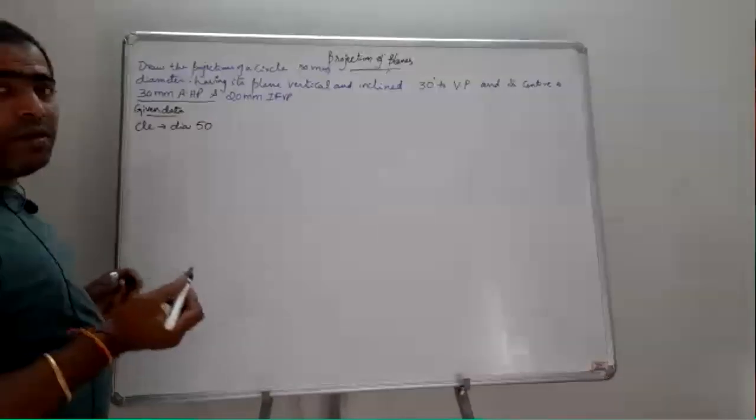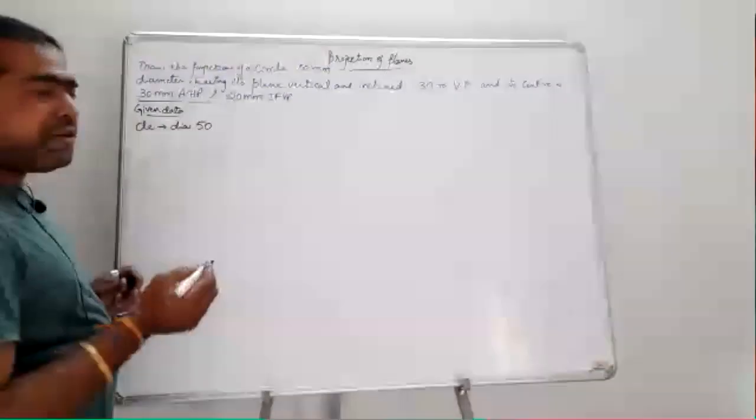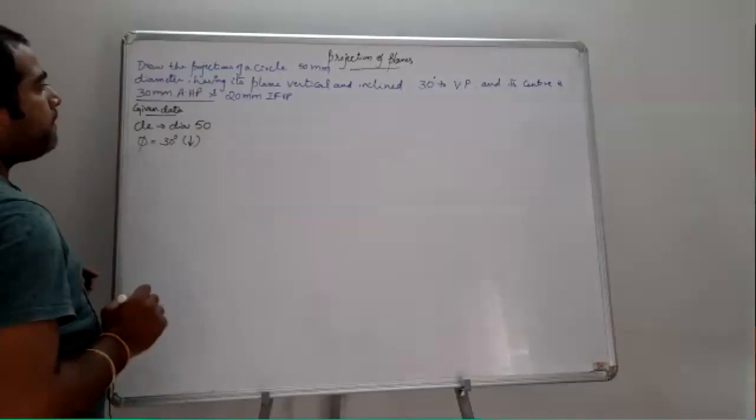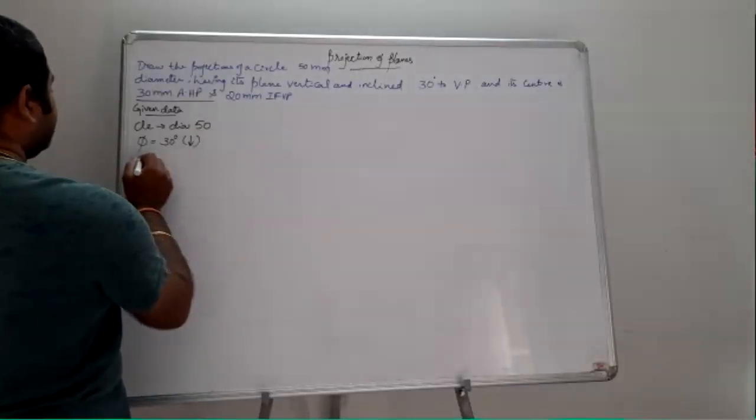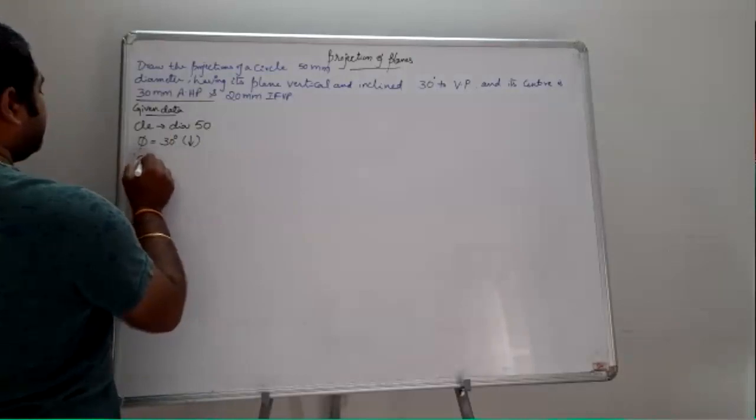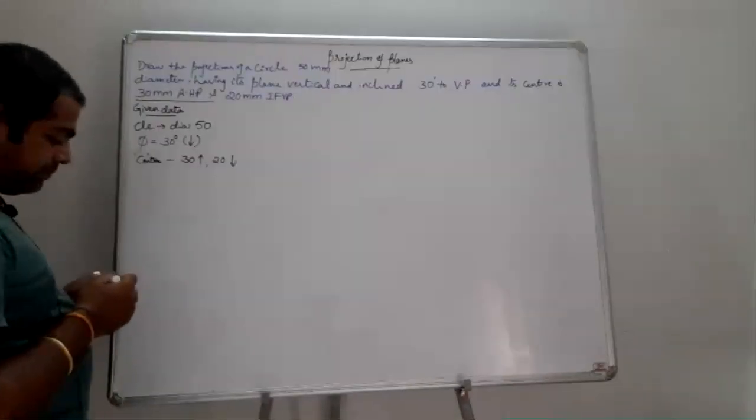So that means phi is given. Phi is equal to 30 degrees. Always this comes below the XY line. Okay. Next, the center is 30 mm above HP, and 20 mm in front of VP.